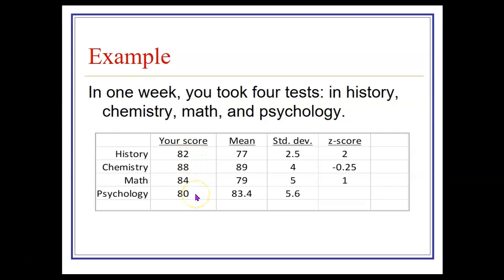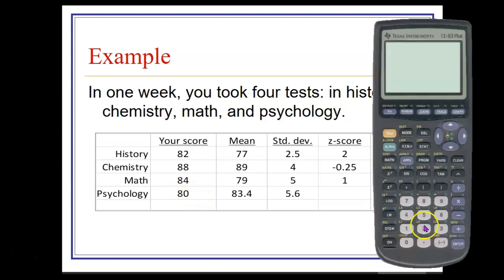And then on psychology, well, let me pull out my calculator for this one. So first I'm going to do this wrong. This is not the correct way to calculate this. I'm going to take your score, which is 80, minus the mean, which is 83.4, divided by the standard deviation, which is 5.6, and that came out to be 65.1 something. I told you that was wrong. Do you see why I put that in incorrectly?